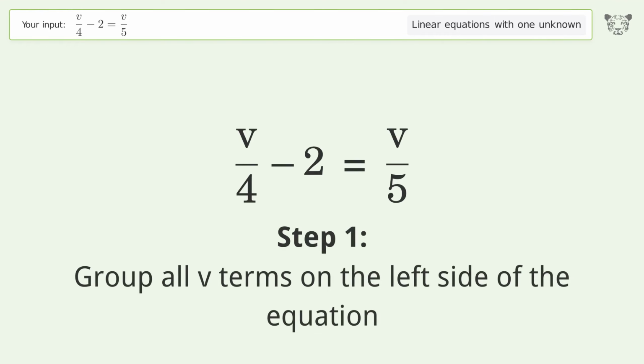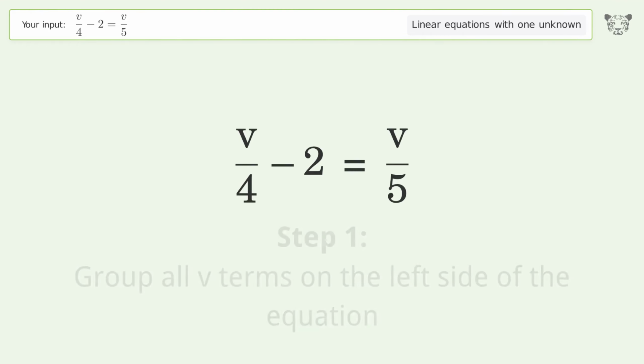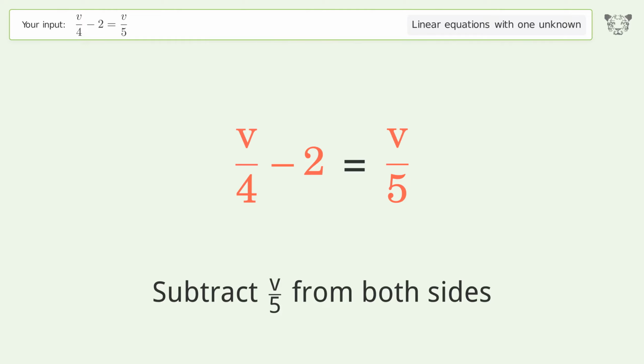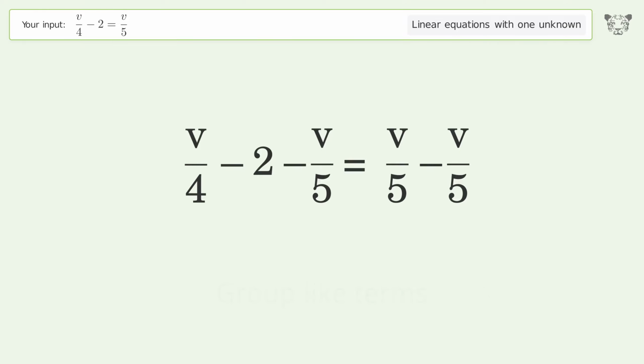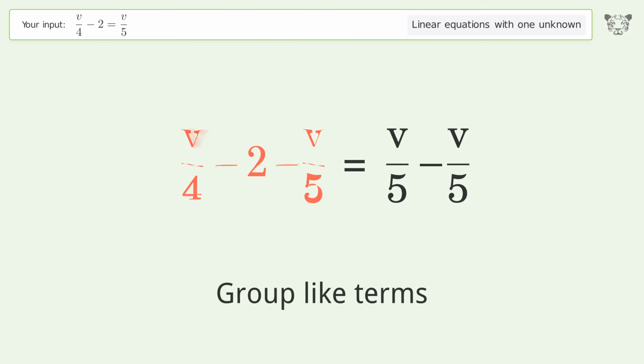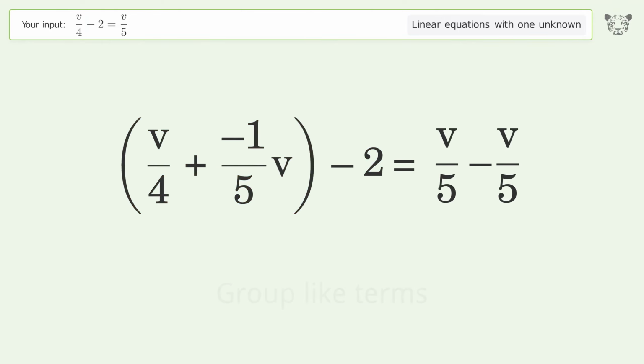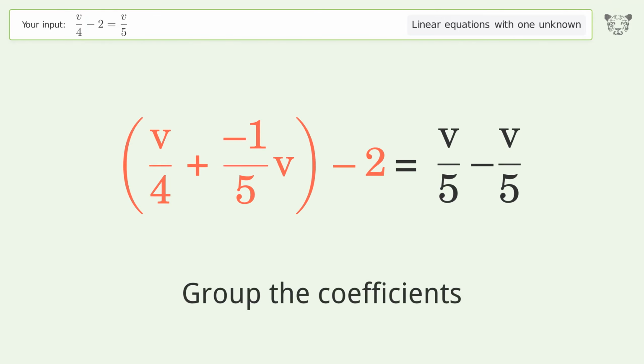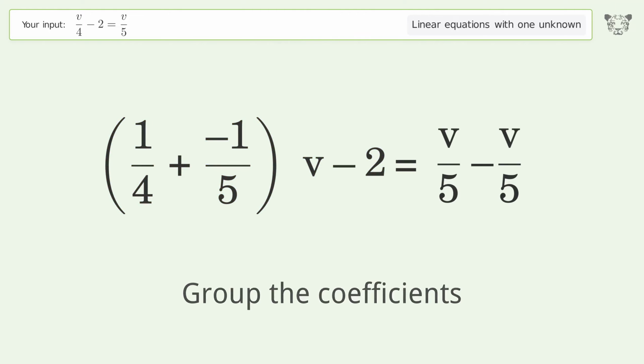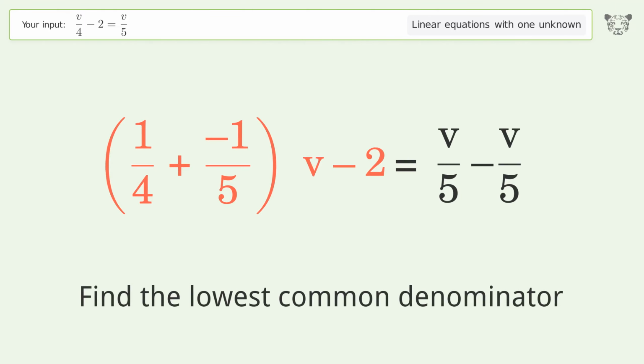Group all v terms on the left side of the equation. Subtract 5/5 from both sides. Group like terms. Group the coefficients. Find the lowest common denominator.